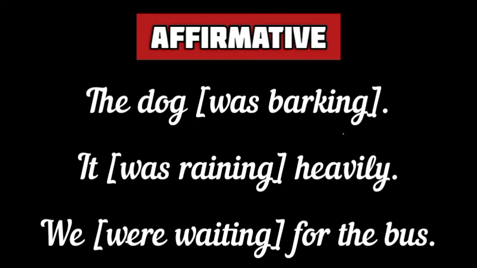We were waiting for the bus. Here the subject is we, so the auxiliary verb were and the ing form of the verb wait. Were waiting is in past continuous tense. So from these examples, it is amply clear that we have used the auxiliary verb was or were according to the subject of the sentence and then the present participle or the ing form of the main verb to show the past continuous tense. So in these sentences, was barking, was raining and were waiting are in past progressive tense.